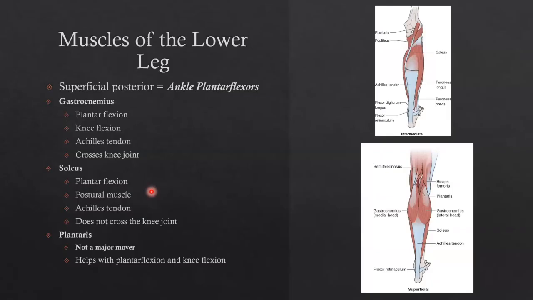Starting off on the superficial posterior aspect, we have our gastrocnemius, we have our soleus, and we have our plantaris. These muscles will be the main engine for our ankle plantar flexion action.